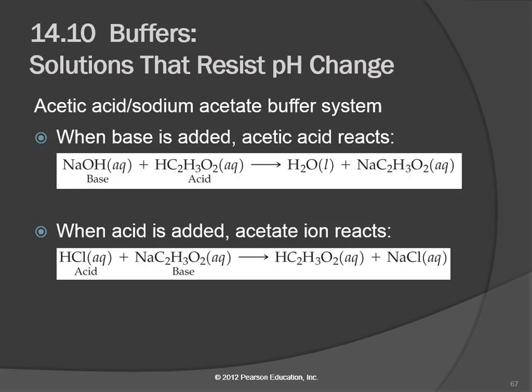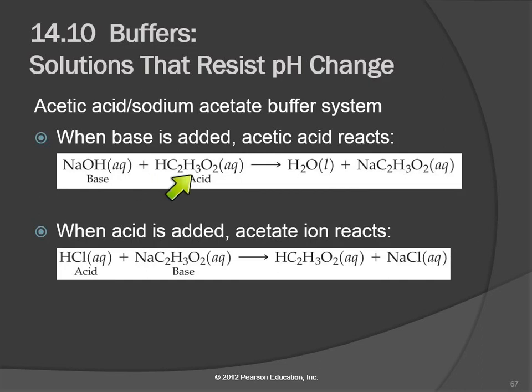So let's look at an acetic acid sodium acetate buffer system. So this is the formula for acetic acid. Acetic acid is not one of those 6 strong acids. It was hydrochloric, hydroiodic, hydrobromic, sulfuric, nitric, and perchloric acid. Those are the 6 strong acids. Any other acid is a weak acid.